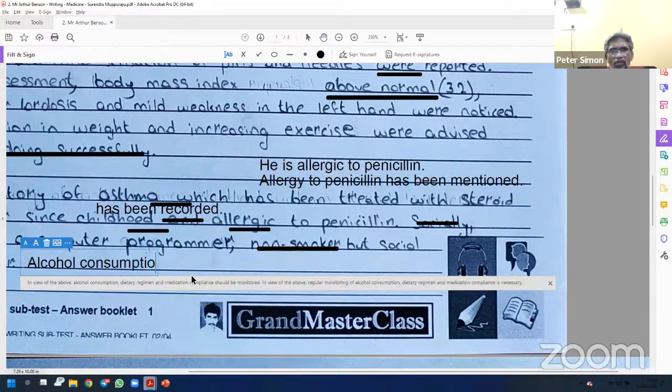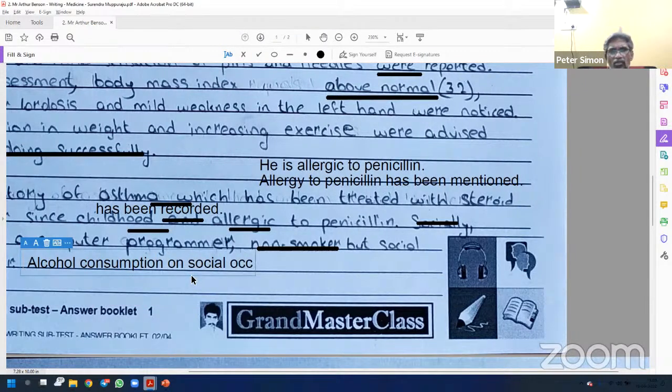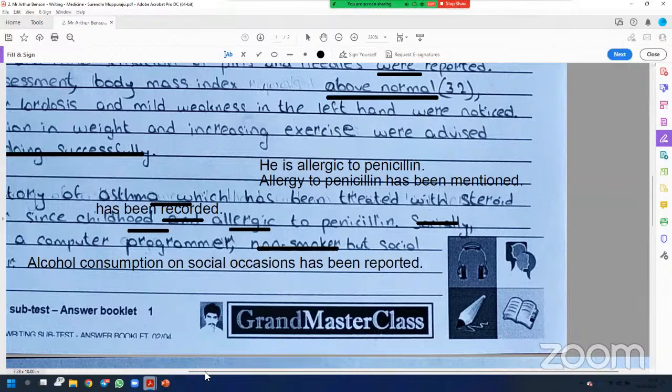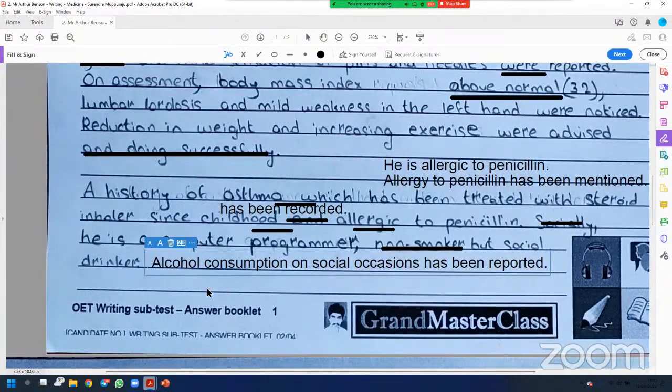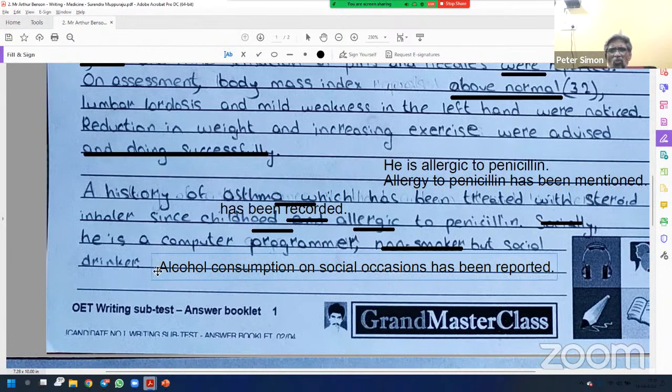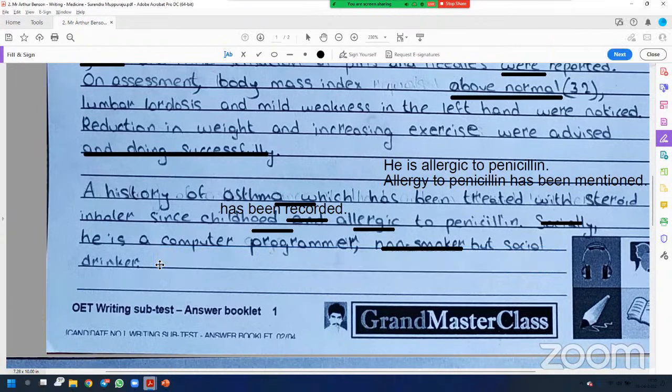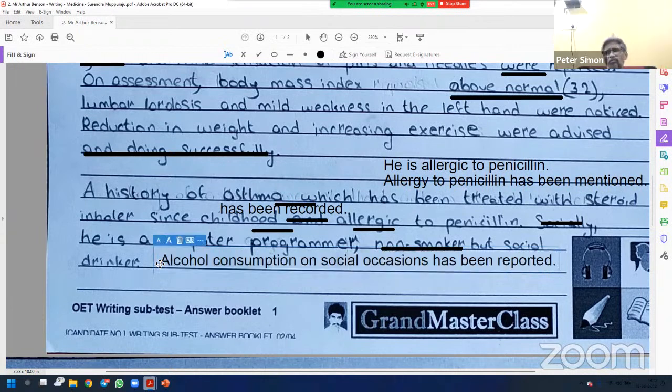Alcohol consumption on social occasions has been reported. Is that clear now? Don't use the word drinker or smoker. You are labeling the person as a drinker or smoker. Talk about the alcohol consumption, the problem, but don't talk about the person. You have the right to talk about the problem. You don't have the right to talk about a person.